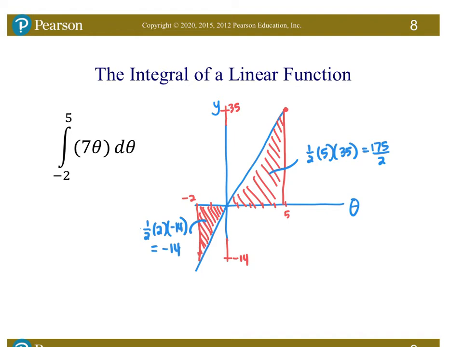So the total area here will come down to negative 14 plus 175 over 2. So make sure you keep the negative. So the answer is going to be less than 175 over 2. So we're looking at 73.5 as the total amount of area for that section.